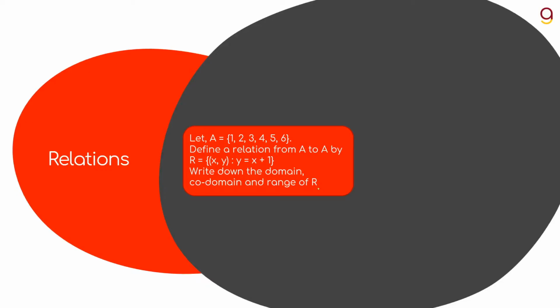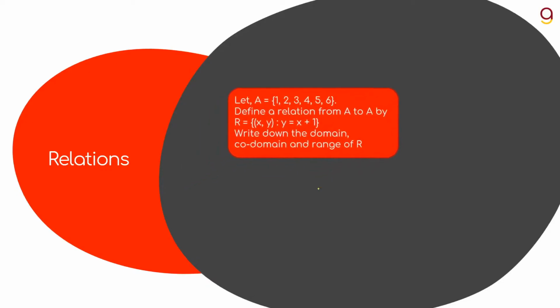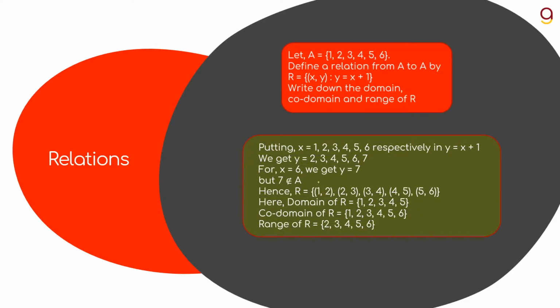So now let's see the answer. Putting x = 1, 2, 3, 4, 5 and 6 respectively in the given relation y = x + 1, we get these values of y. We need to do x + 1. So 1 + 1 will give us 2, 2 + 1 will give us 3. Similarly, 3 + 1 is 4, 4 + 1 is 5, 5 + 1 is 6 and 6 + 1 is 7.